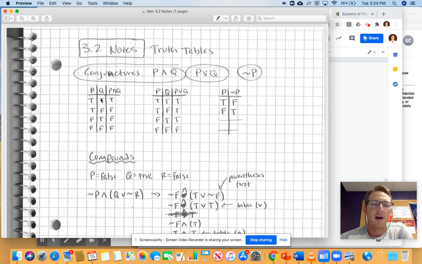Notice there's going to be kind of a pattern here. We kind of take out all of the options. So like true, true, true, false, false, true, false, false. We kind of cover everything.